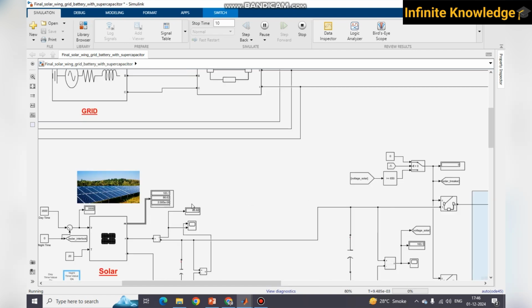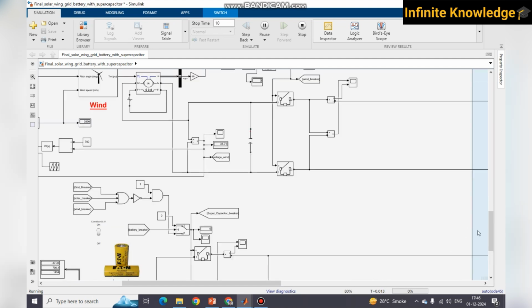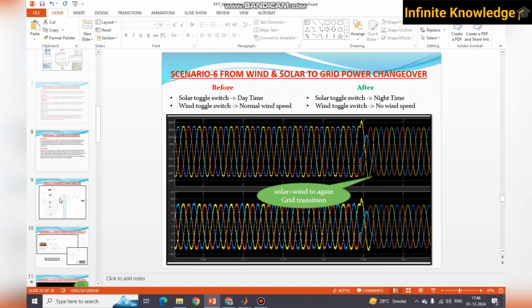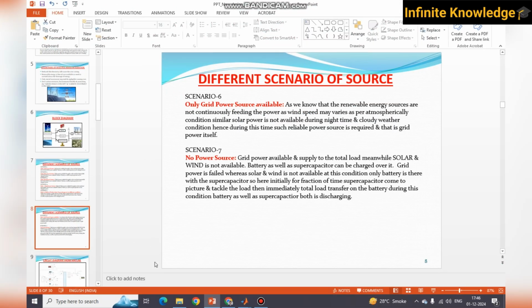Wind and solar are both generating power, or you can see the voltage here also. Both are starting. So let's get back to scenario 6 and 7 in this fact.